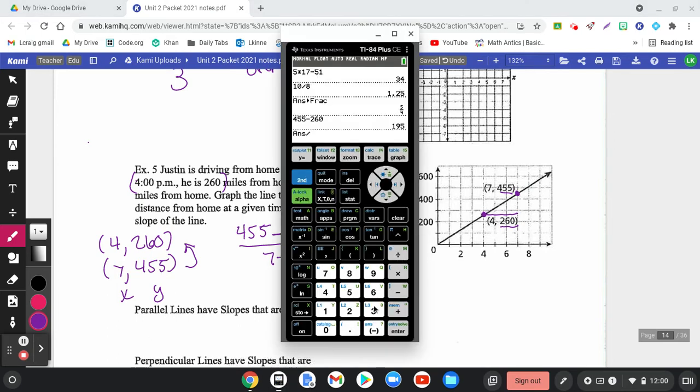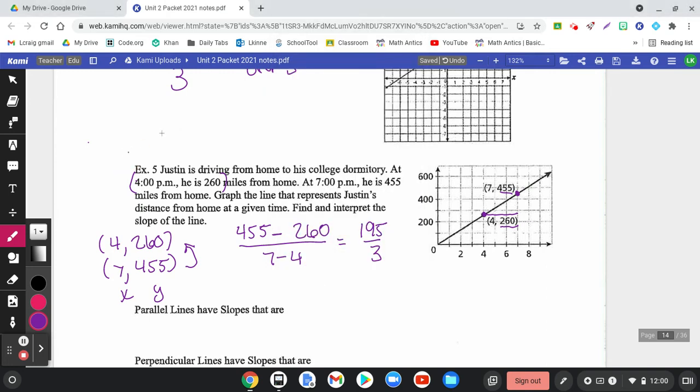So I'll divide that by 3. Equals 65 over 1, which means when it'll say interpret, it means use information from the problem. What does that mean? That's the slope, but what does it mean from the problem? It means that his average speed is 65 miles per hour. Again, if you were doing it graphically, you'd see you go from 260 up to 455, so that would be up 195 over 3.